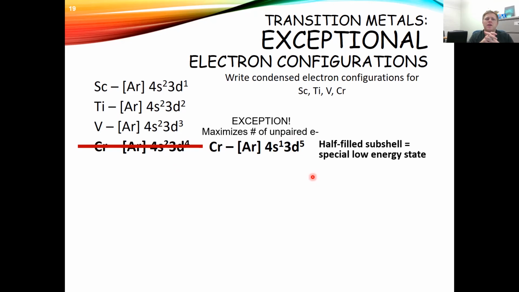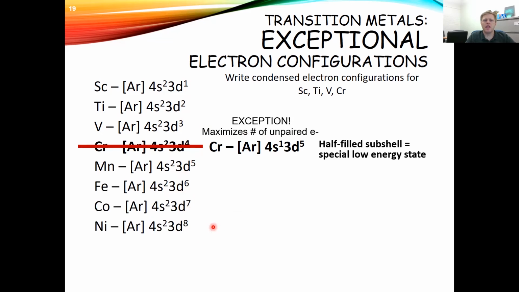This is just a special case where this actually works out to be lower in energy than the 4s2 3d4 configuration, or this crossed out configuration. So going on though, after this, the next element has a 4s2 3d5 configuration, right? So it looks like we go 1, 2, 3, 4, 5, but instead we go 1, 2, 3, 5, 5. Then the next element has 6 electrons, then 7, then 8, and then not 9.